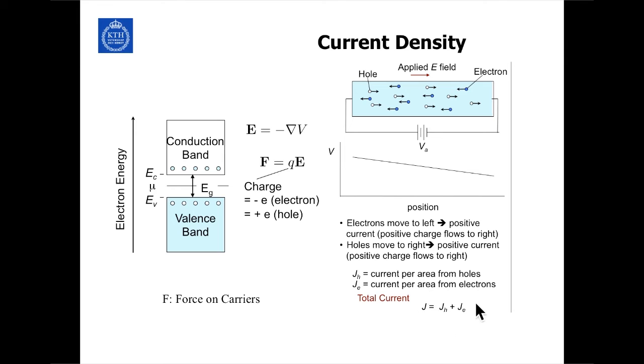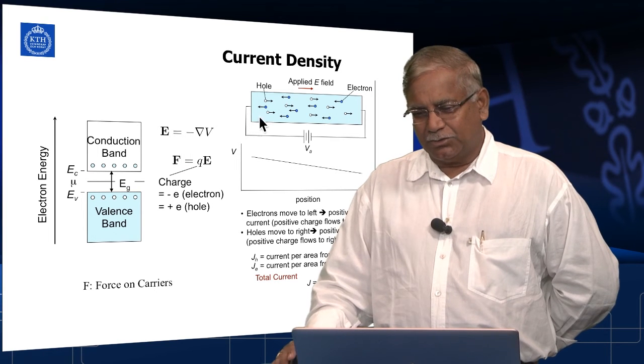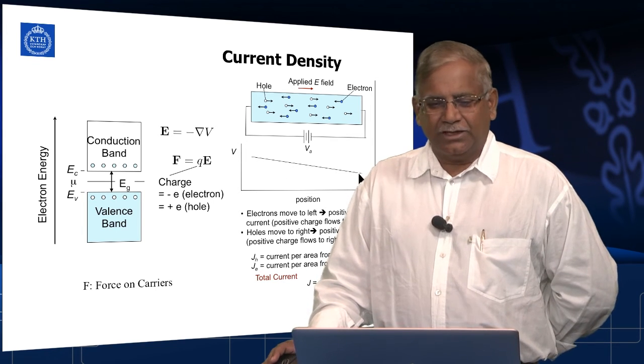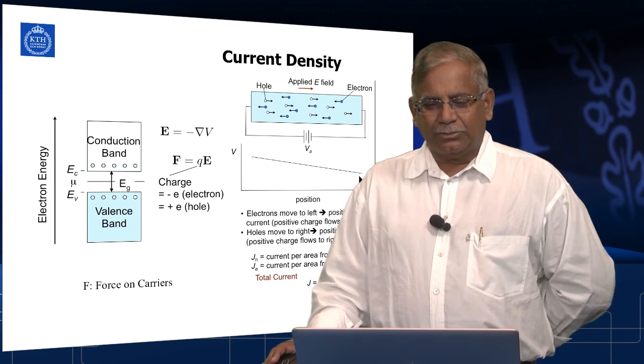So the difference between the current per area from holes and current per area from electrons will give you the total current in the circuit, and that is given by this. This is the current density, not the current, that is the amps per meter square, and this is due to the holes, and this is due to the electrons, and of course the combination of the two will give you the total current in the system. And the voltage through this material width is going to vary from the high to the low as shown here with position.